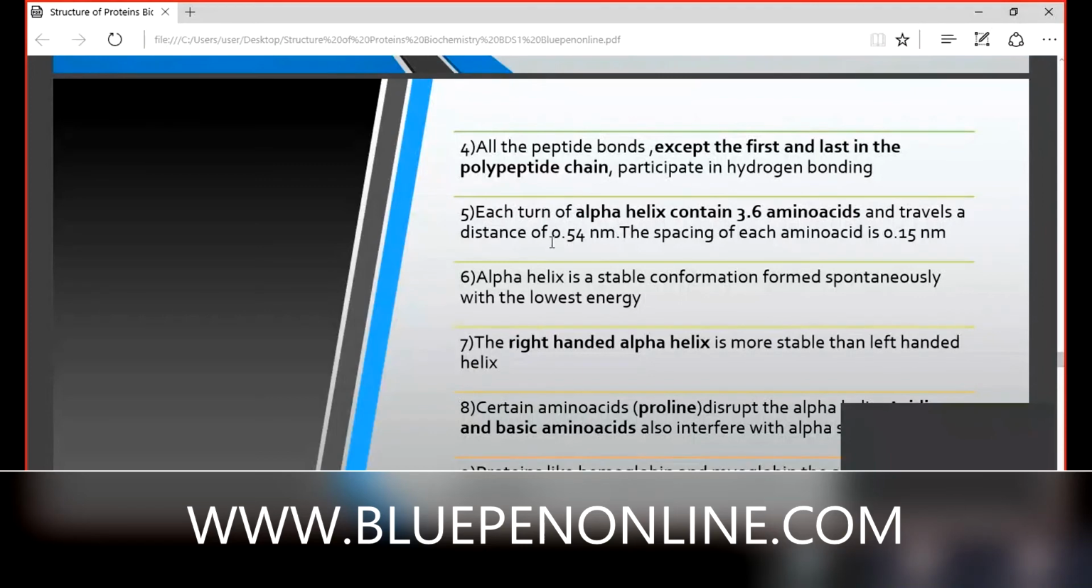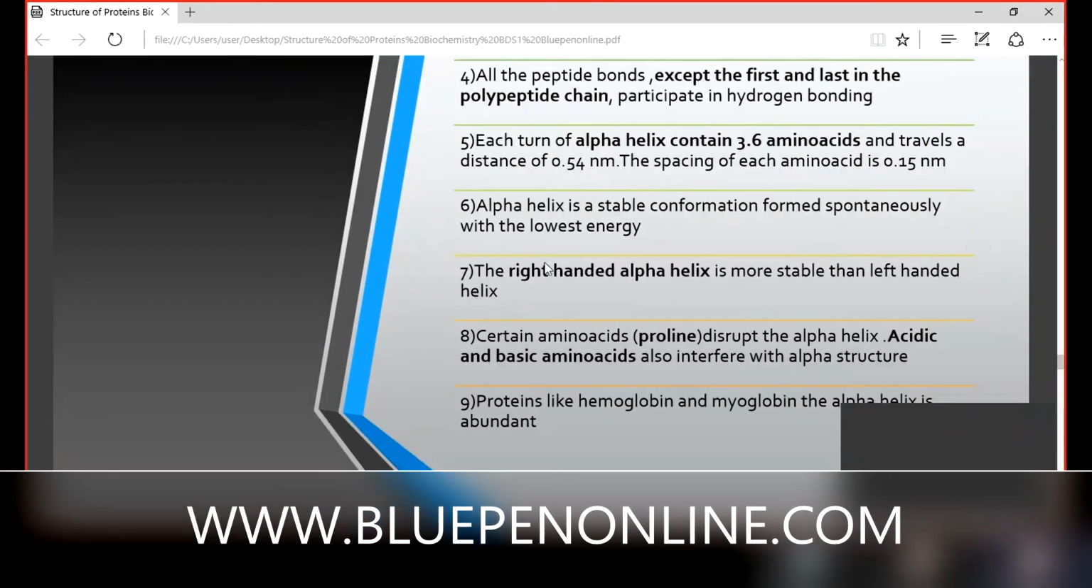Alpha helix is a stable conformation formed spontaneously with the lowest energy. The right-handed alpha helix is more stable than the left-handed helix. So we can form this twisting in right-handed and also in left-handed, but the right-handed alpha helix is more stable. If there are some amino acids like proline, but why?